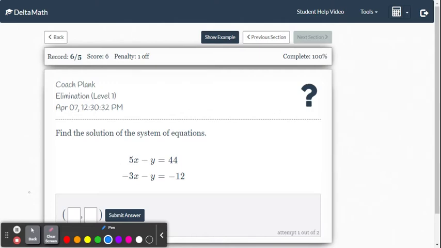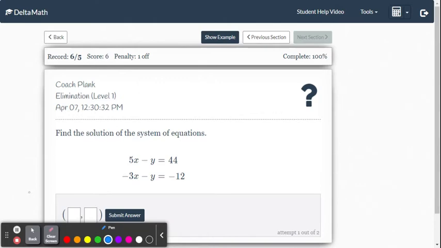So example here, we have 5x minus y equals 44. -3x minus y equals -12. So we can't just add the equations right now because you would not eliminate any of the variables, right? We want to have opposite coefficients. So the number in front of the variable has to be opposite. We're very close with the 1y. We have -1y and -1y. So we just need to make one of those positive 1y.